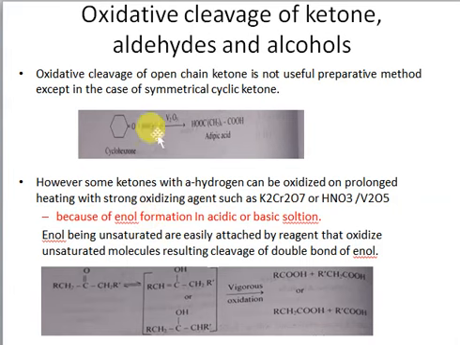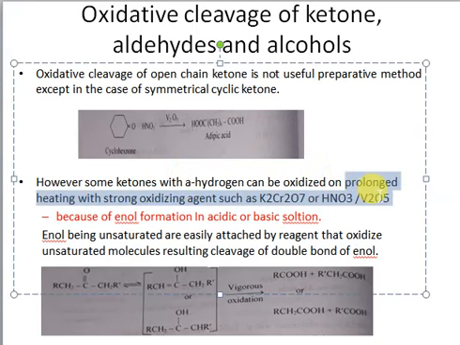Okay, so along with certain cyclic ketones which are symmetrical, any ketone which has alpha hydrogen can be oxidized, but we have to oxidize it by prolonged heating with some strong oxidizing agent, right? If you do not do the prolonged heating, you cannot oxidize it further, right? So if you have a ketone and the ketone has alpha hydrogen, then it can be oxidized, but you have to do the prolonged heating with a strong oxidizing agent like potassium dichromate or with nitric acid in the presence of vanadium pentoxide, right? So why is alpha hydrogen important?